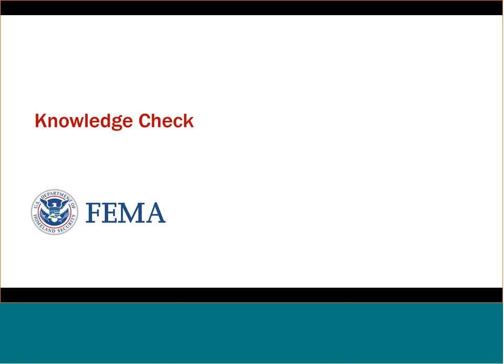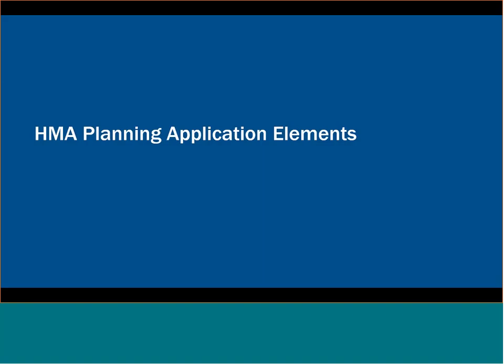Awesome, yeah, so it looks like everybody was able to get that one right. And again, the answer there is 5 years. The mitigation plan must be updated every 5 years to maintain eligibility for certain FEMA grants. All right, thanks, and I will pass it back to Brenna to go over the planning application limits.